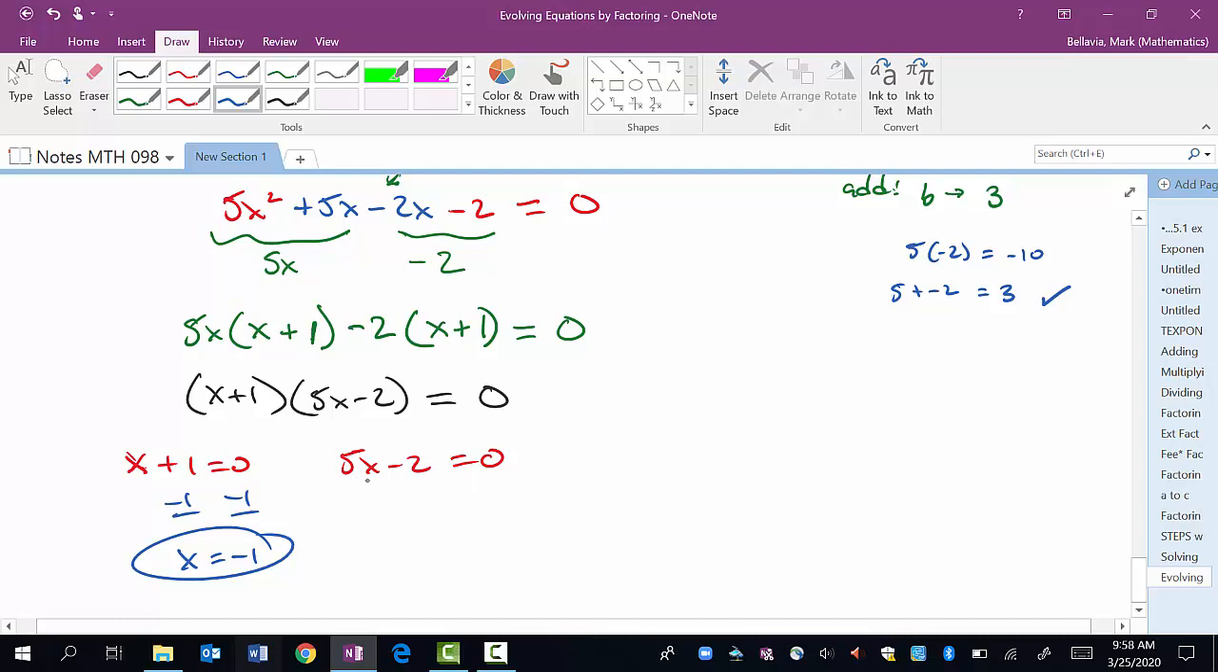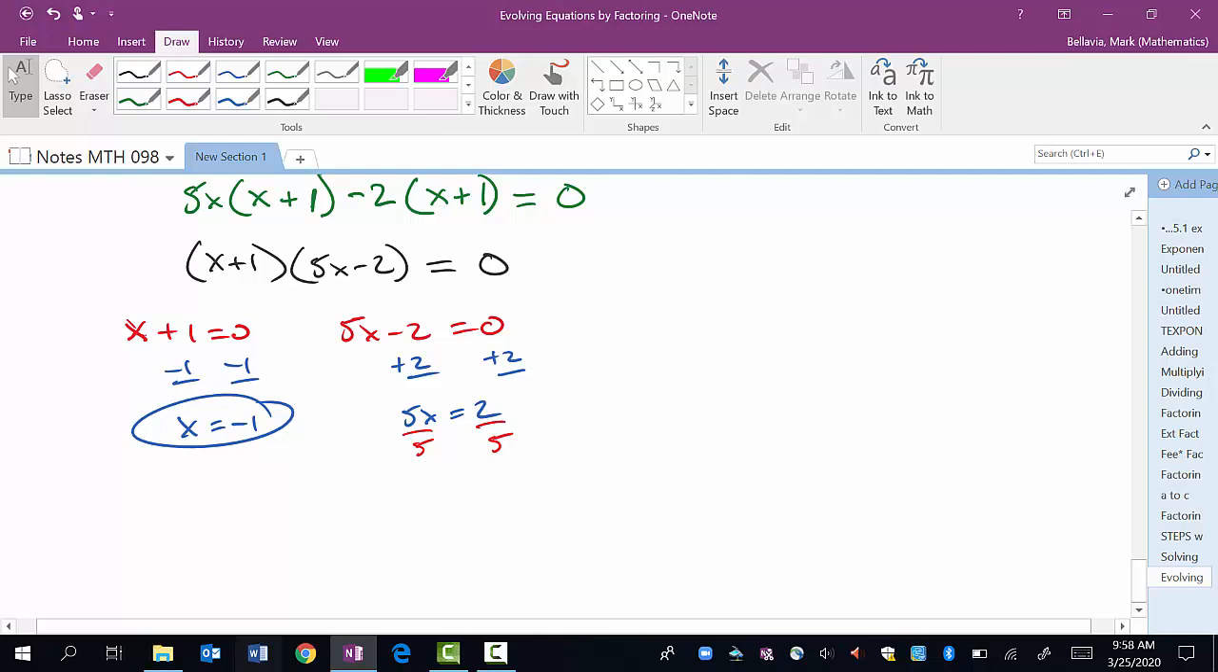That's one solution. For the other one, 5x minus 2 equals 0. Remember, you've got to isolate the x term first. Sometimes people get thrown off by this, right? So don't forget what we used to do. When you have 5x minus 2 equals 0, you isolate the x term. So I'm going to add 2 to each side. If 5x equals 2, don't stop there. Remember, the goal is to solve for x, so we want to divide by 5. Remember, 5x means 5 times x, so you divide by 5, and you get x equals 2/5.